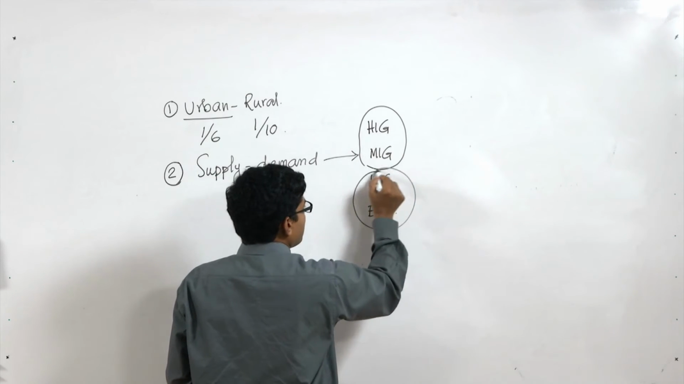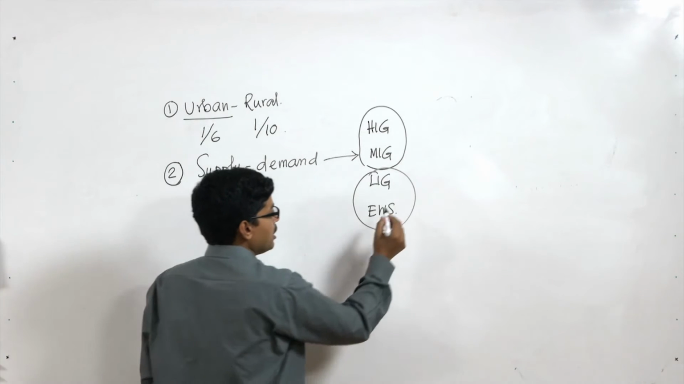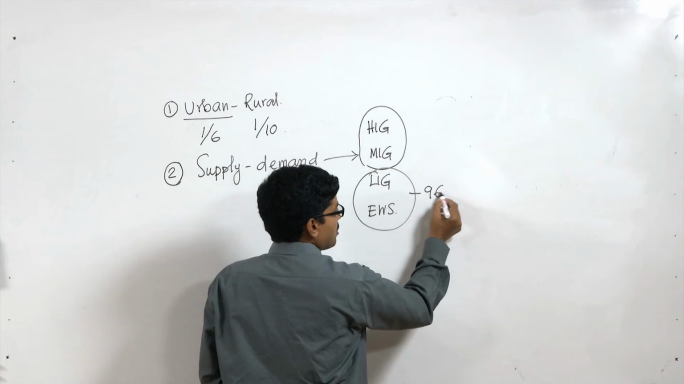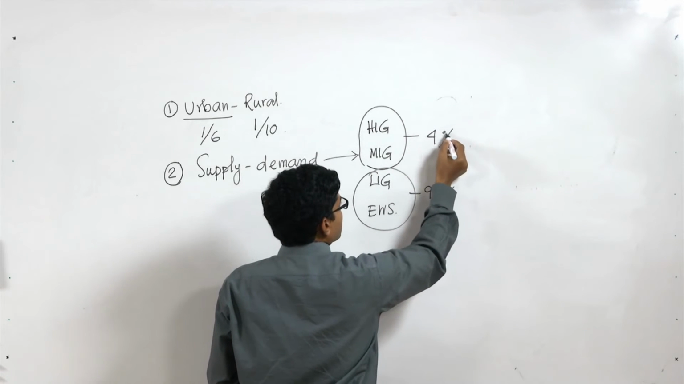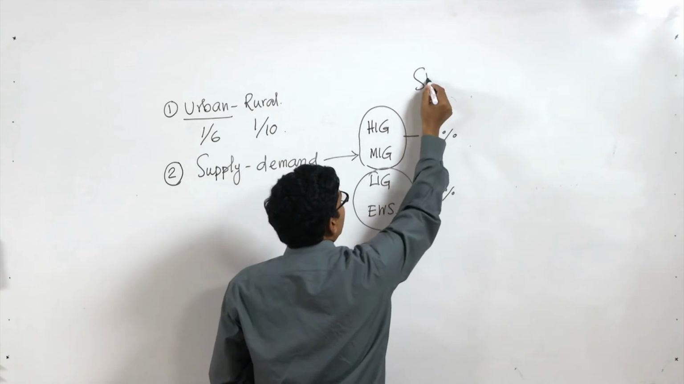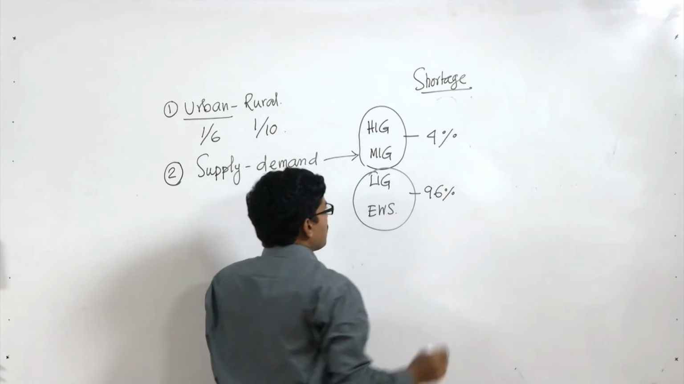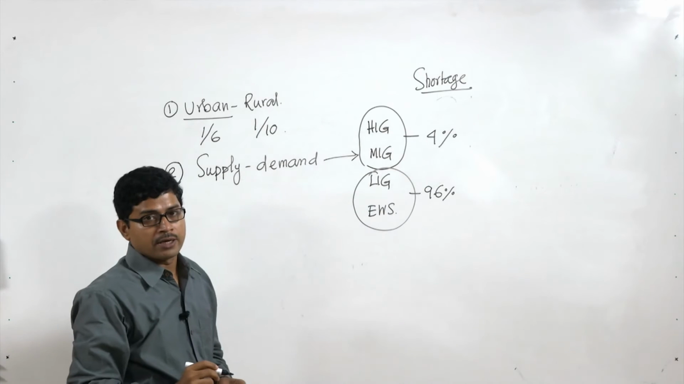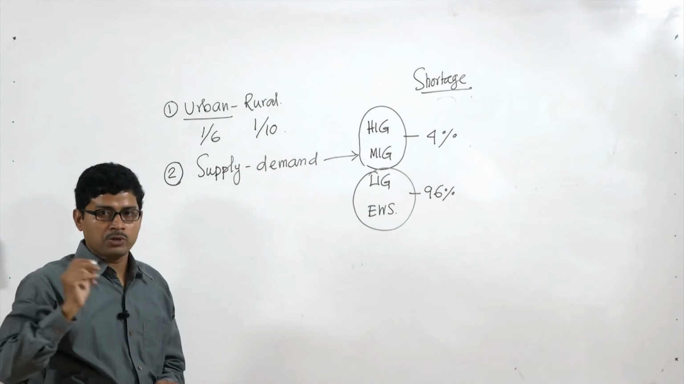Now, if you discuss the 20 million housing shortage which I discussed, the amount of shortage for EWS and LIG, lower income group, will be 96%, and it will be only 4% for the others. So, this is a very strikingly striking figure which we should keep in mind before going into any discussion.